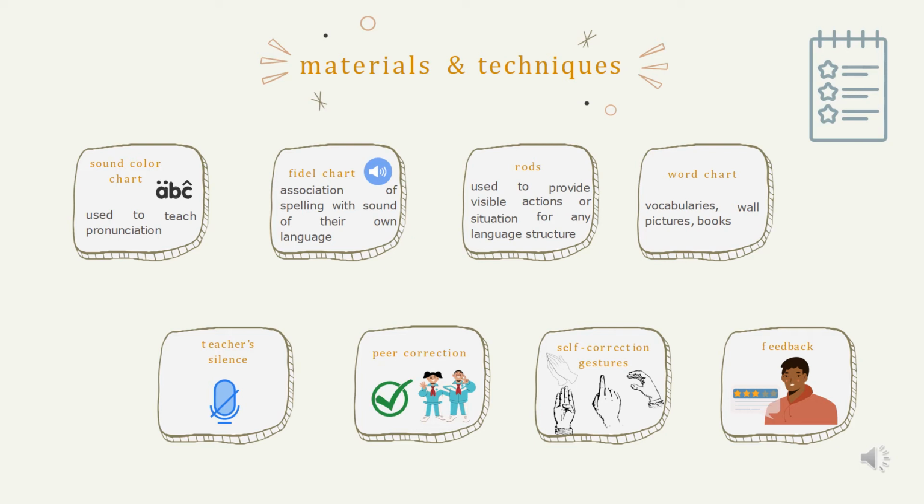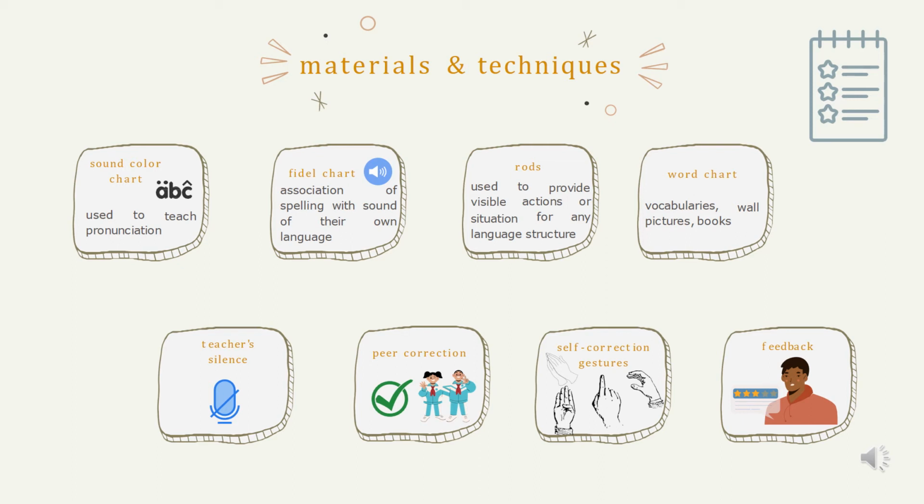We are going to start with the materials first. The sound color chart is used to teach pronunciation. The Fidel chart is an association of spelling with the sounds of their own language, that means in the native language of the students. Rods are used to provide visible actions or situations for any language structure. And the word chart is composed of vocabulary, along with wall pictures and books.